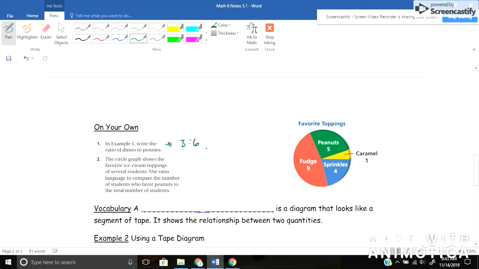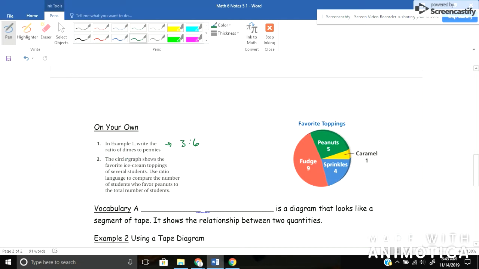Sometimes they'll ask you to simplify this as well. So if you simplified 3 to 6, you could divide each of these by 3. So you could say 1 to 2, and that would be the same ratio, but it doesn't ask us to do that, so we'll just leave it as 3 to 6 and the actual number that there are.